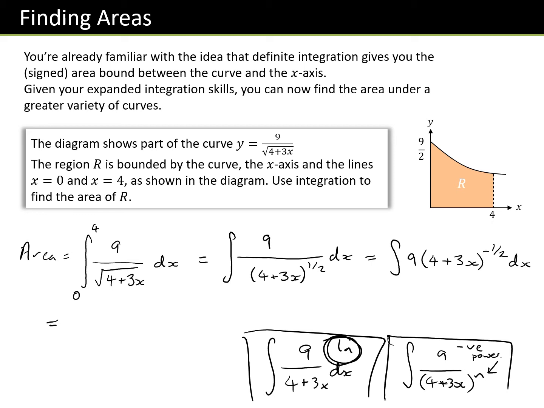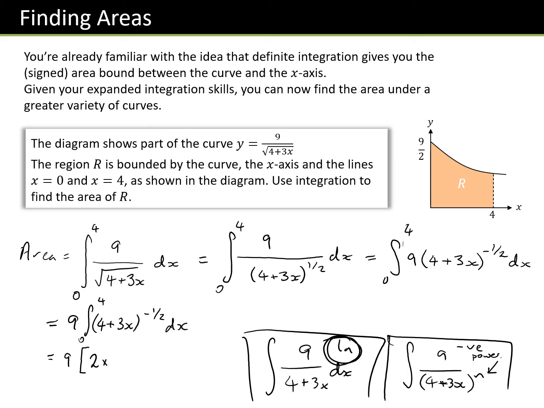9 is a constant, isn't it? So we could pull it out. Now, reverse chain rule. Give me a sec, let me just write all my limits in. Reverse chain rule. So imagine if the inside of this bracket was just x. If this was just x, we increase the power by 1, don't we? Then divide by the new power. So let's just stick the 9 back at the front. So increase the power by 1, to a half. Divide by a half, you get 2.